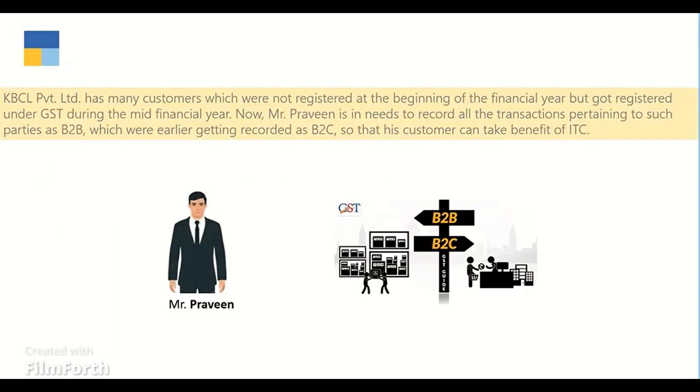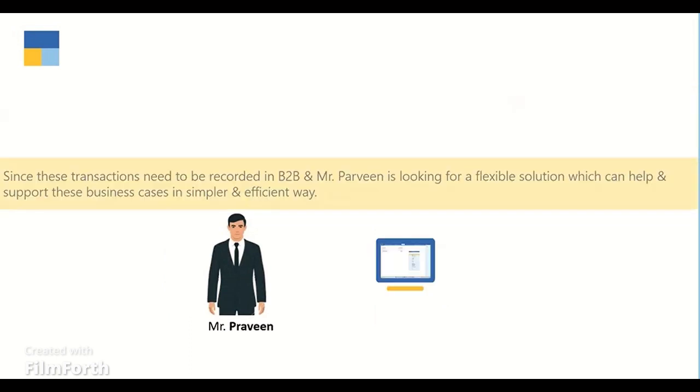Let me again explain with a business use case. KBCL Private Limited has many customers which were not registered at the beginning of the financial year, but got registered during the mid of the financial year. Now Praveen needs to record all the transactions pertaining to such parties as B2B, which were earlier recorded as B2C, because earlier no GSTN number was given. Now the customer has given the GSTN number. We want to raise B2B transactions such that he can get the benefit of input tax credit. So how do we handle those things?